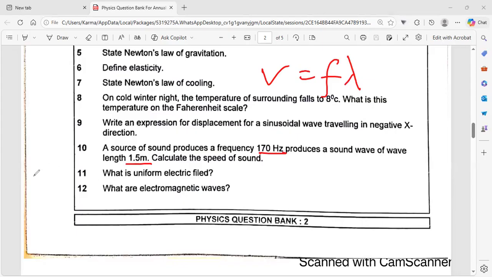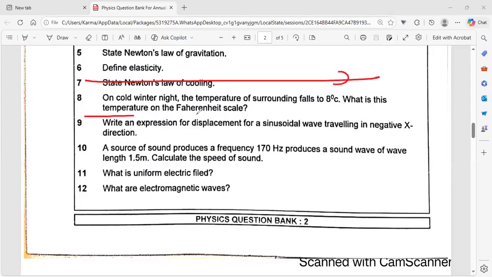What do you mean by a uniform electric field? If the magnitude of the electric field, or the intensity of the electric field, is constant everywhere, that is, the force applied on any particular test charge anywhere in the field is the same, then we say the electric field is uniform.